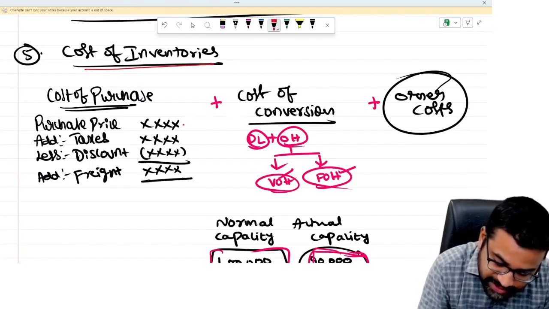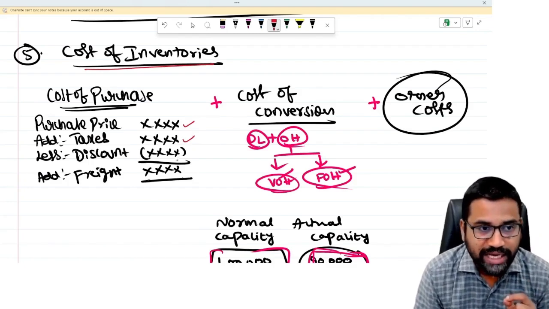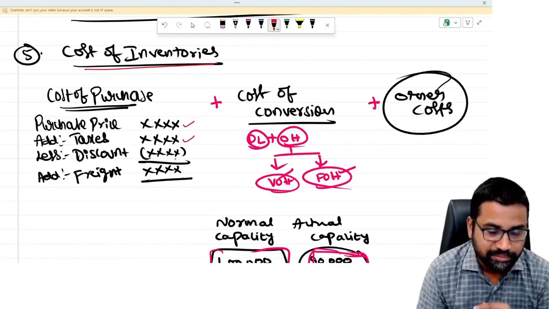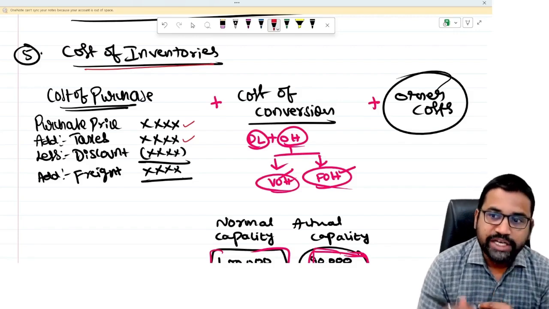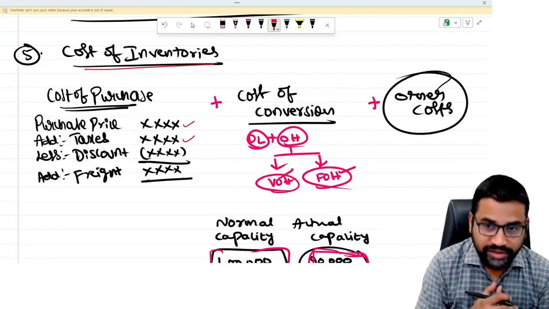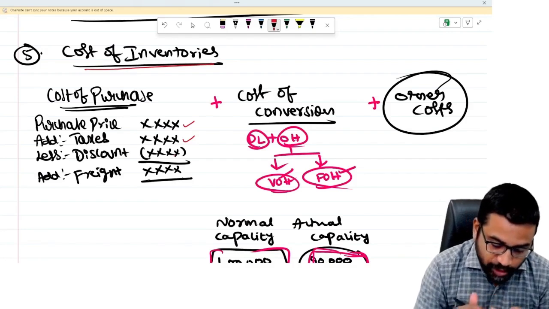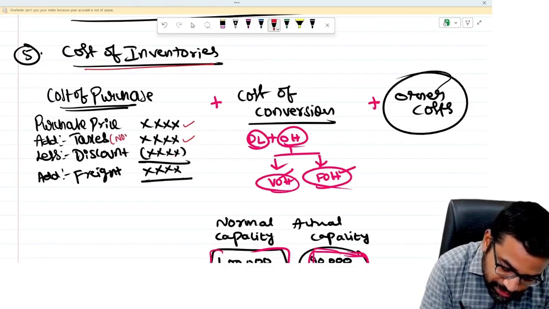So take the purchase price. For that, whatever taxes you paid, add, of course, the non-refundable taxes. If there are refundable taxes, exclude them. Suppose, for example, you paid a tax but the government is giving you a refund. Then in such a situation, the tax should not be part of the cost of purchase, right? Only non-refundable taxes you have to take.